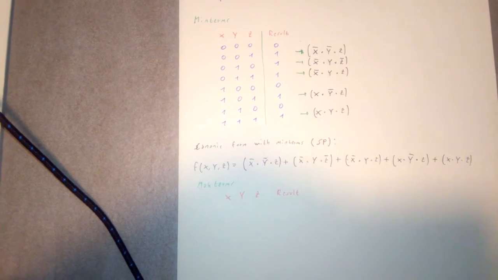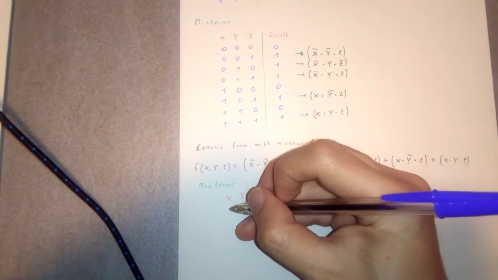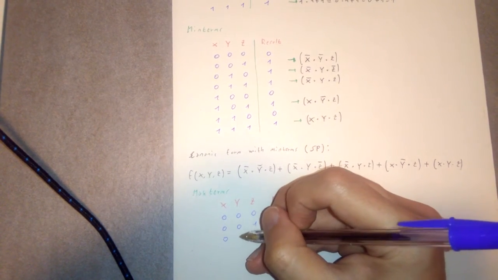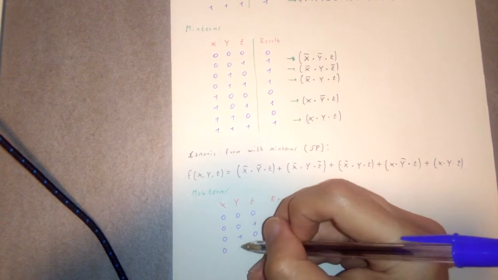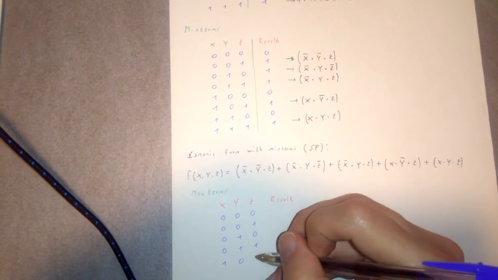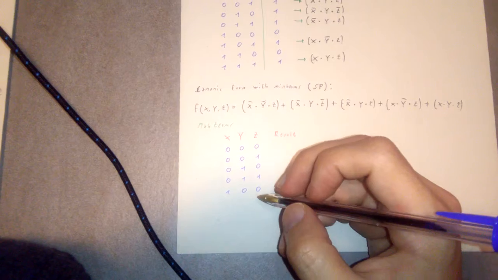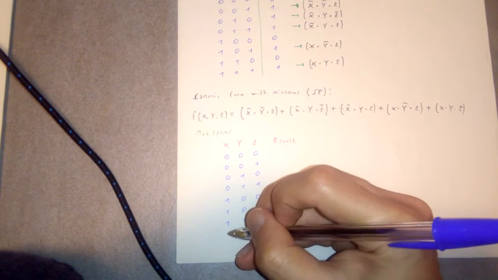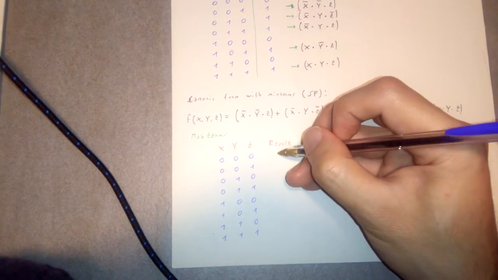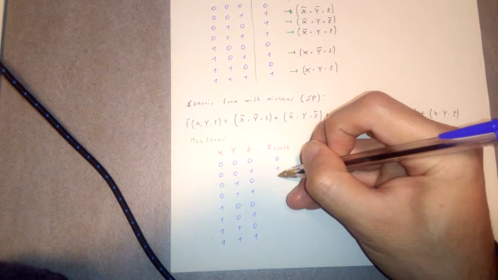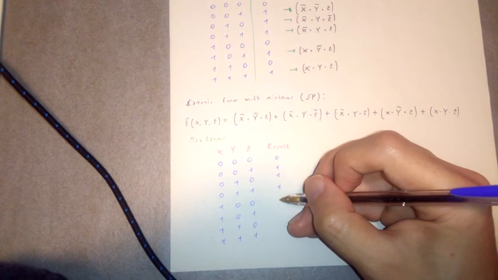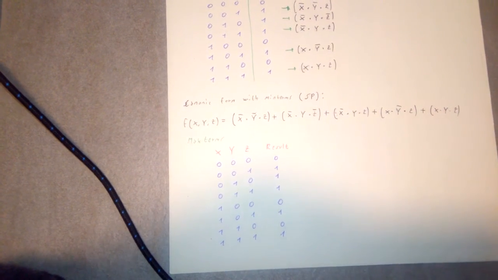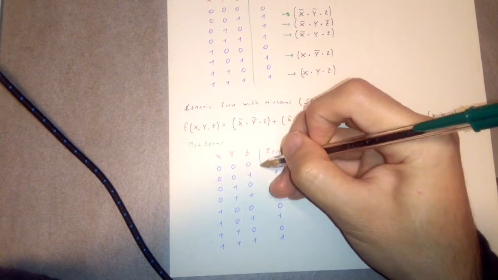So result, I look at things messy in here. So 0, 0, 0, 0, 0, 1, 0, 1, 0, 0, 1, 1, 1, 0, 0, 1, 0, 1, 1, 1, 0, and 1, 1, 1. And then here we have 0, 1, 1, 1, and then we have 0, 1, 0, 1. Just copied it from above.